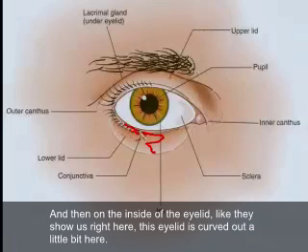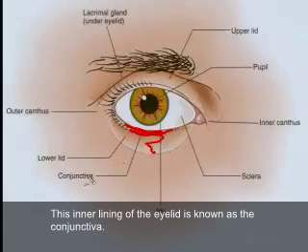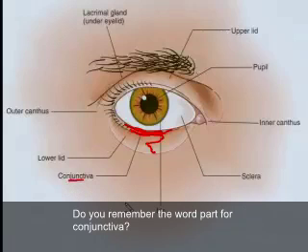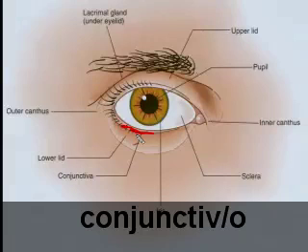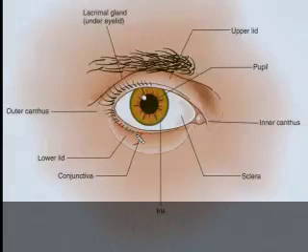And then on the inside of the eyelids, like they show us right here, this eyelid's just curved out a little bit here. This inner lining of the eyelid is known as the conjunctiva. And do you remember the word part for conjunctiva? Well, the word part for conjunctiva is conjunctivo, C-O-N-J-U-N-C-T-I-V/O.